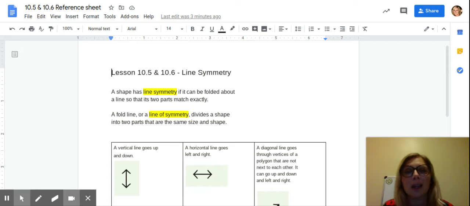Today we're going to talk about lines of symmetry. So we're going to use the reference sheet for 10.5, but it's also going to be for 10.6 because there's no new vocabulary for 10.6. So they are one, but I will post it in both days.